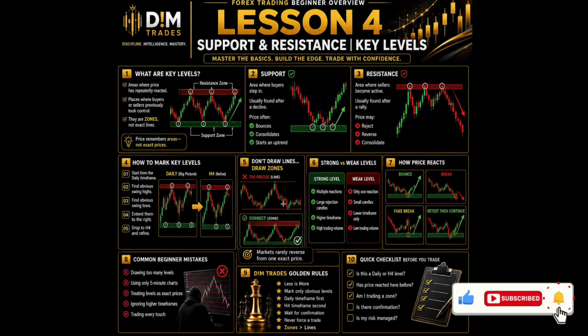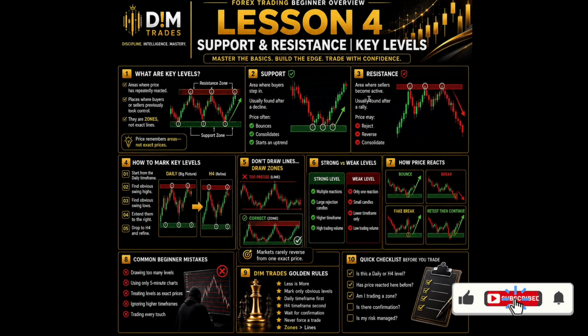You understand? So this is how you mark it. This one is too precise. You can see just a tiny line is too precise. This is how you correctly mark your support and resistance level. This is a zone, you can see. So these are swing highs. Look at this high here. When the market came there, now this is a resistance. Resistance is doing what? Holding.